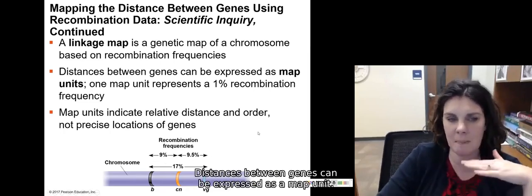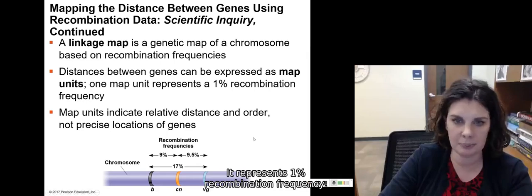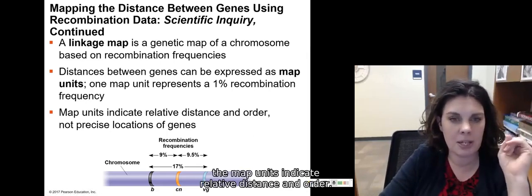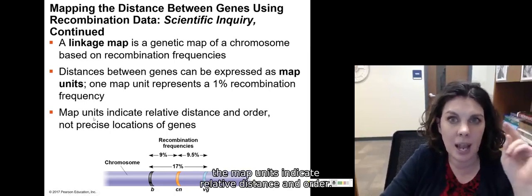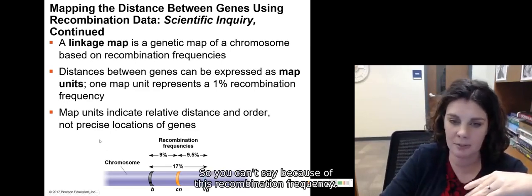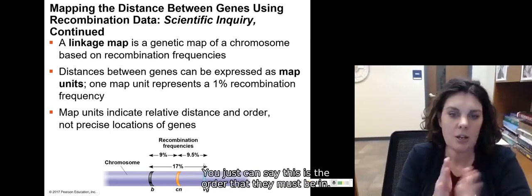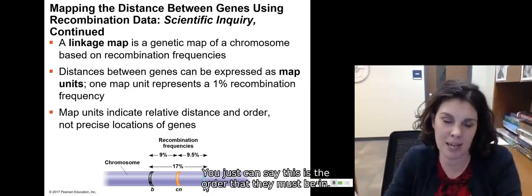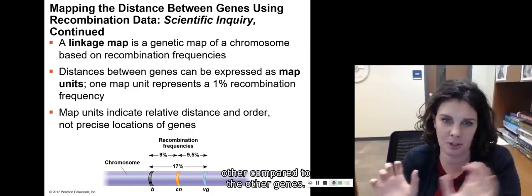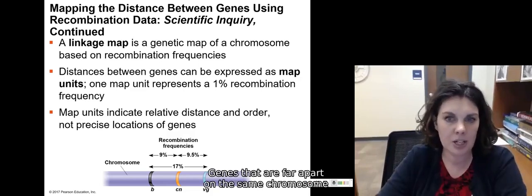Distances between genes can be expressed as a map unit, and a map unit represents 1% recombination frequency. Important to note, though, map units indicate relative distance and order. It doesn't give you exact location, so you can't say, because of this recombination frequency, I know this gene is exactly here and that gene is exactly there. You can just say this is the order that they must be in, and approximately how close they're going to be to each other compared to the other genes.